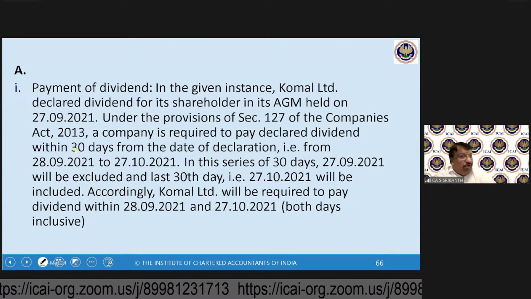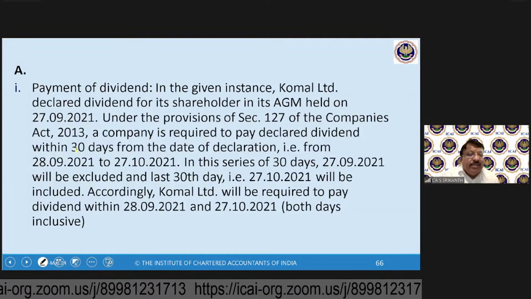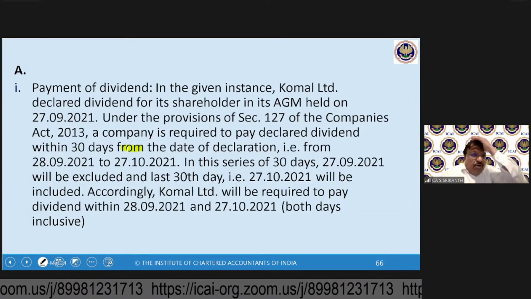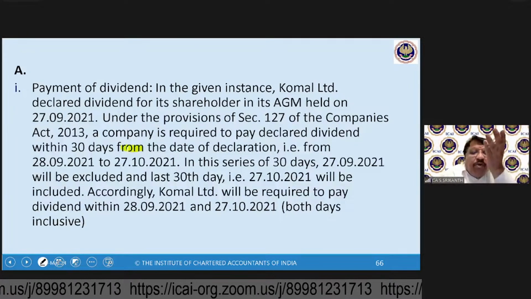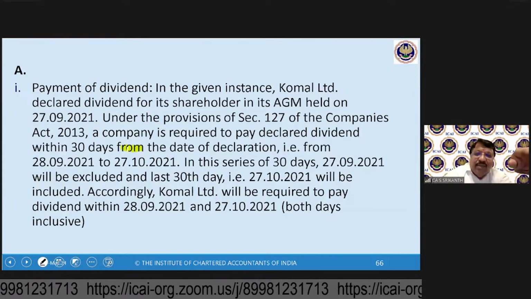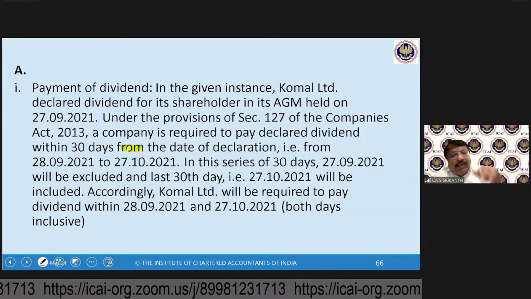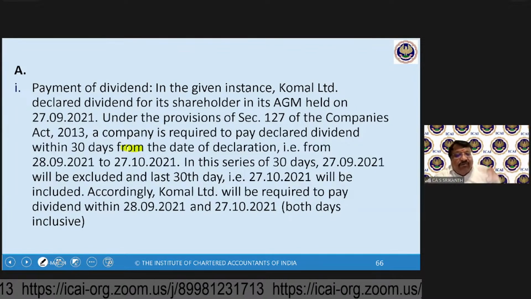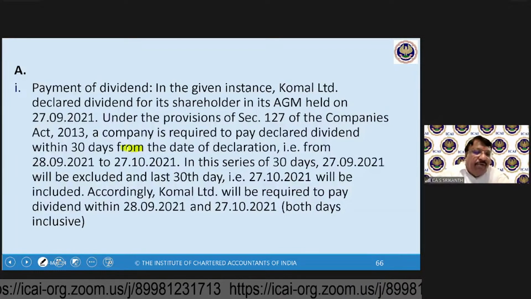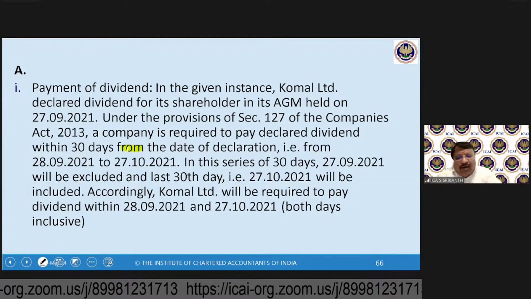Under the provisions of Section 127 of the Companies Act, a company is required to pay the dividend within 30 days from. The minute you see the word from, exclude 27th. Start counting from 28. So 28/9 to 27/10, 30 days. So in the series of 30 days, 27/9 will be excluded, and the last day, the 30th day, that is 27/10, will be included. Accordingly, COML Limited will be required to pay dividend between 28/9 and 27/10. Ideally, midnight 27/10, time over.